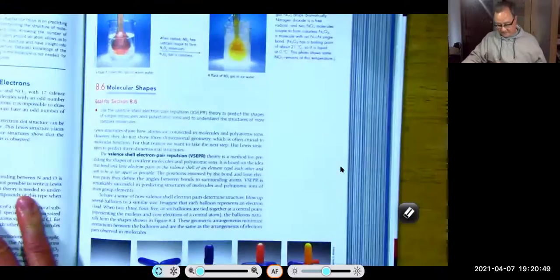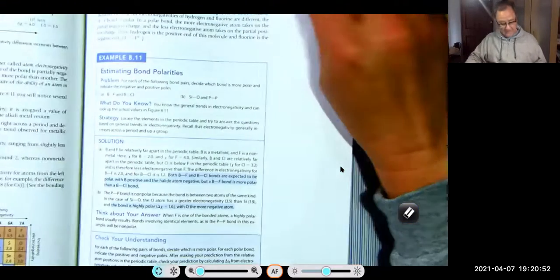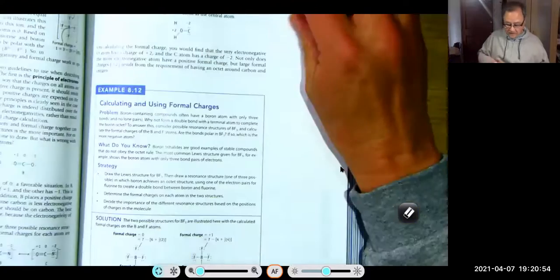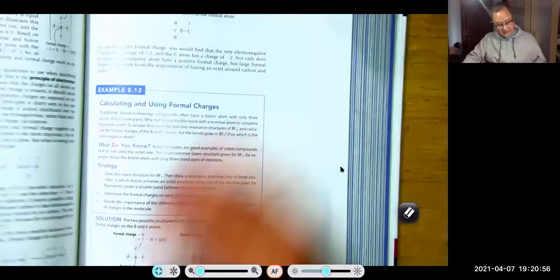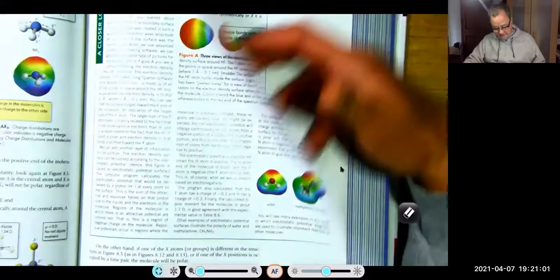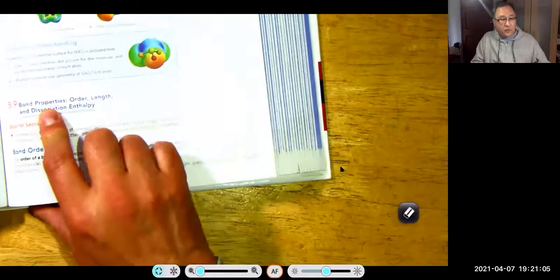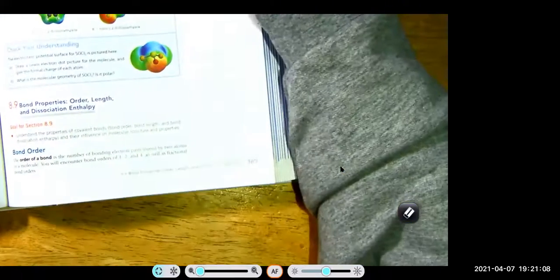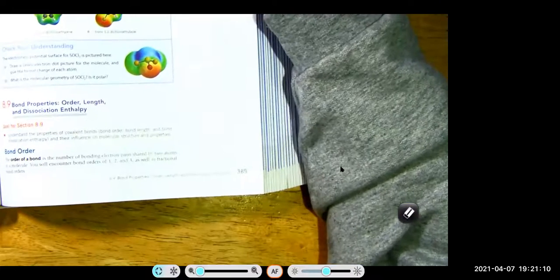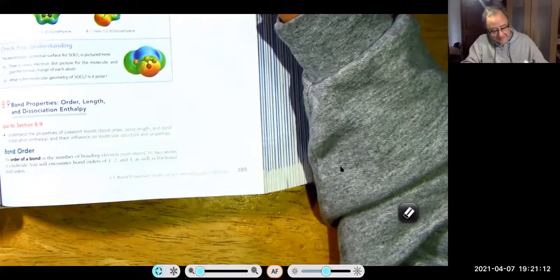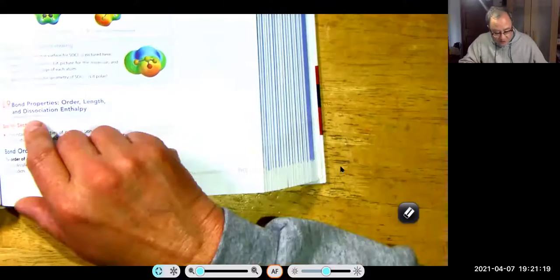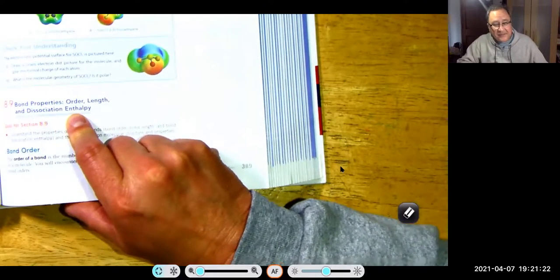Let me see. Polarity. Yeah, it's in here. So do you see here bond properties, order, length, and dissociation enthalpy? Oh, I was looking for it at the wrong spot. So it's at the end. Order means how many bonds, length means how long is it, and dissociation enthalpy simply means how easy is it to break.